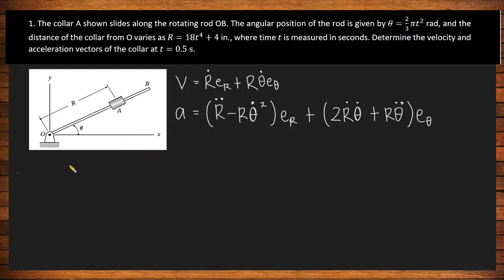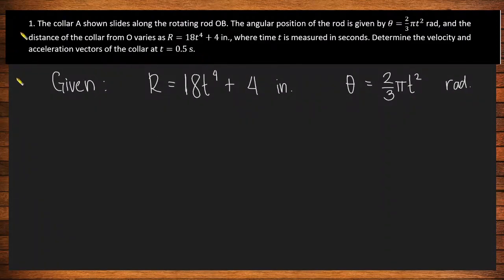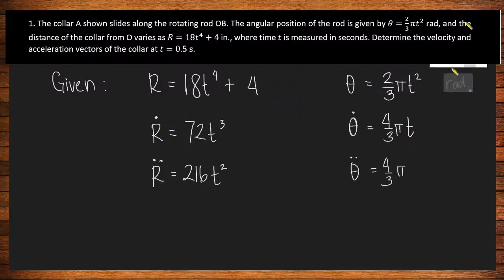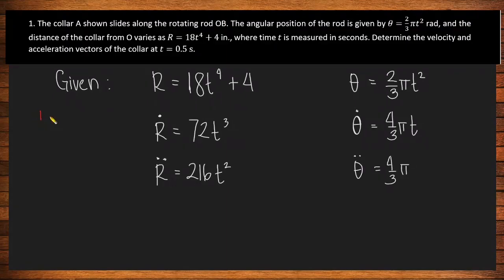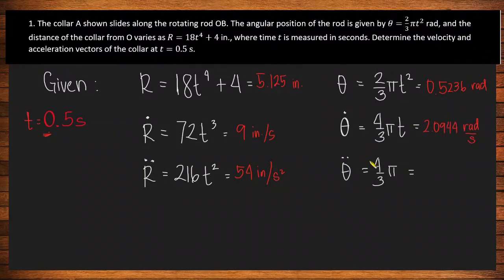So from the given r and theta expressed in terms of t, kukunin lang natin yung first and second derivatives nila with respect to time. After that, again, we will simply substitute the time t equal to 0.5 seconds. So now we have these values.